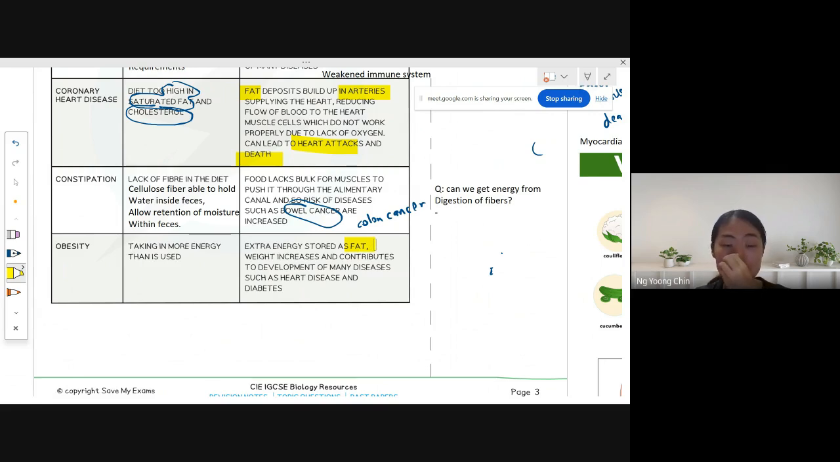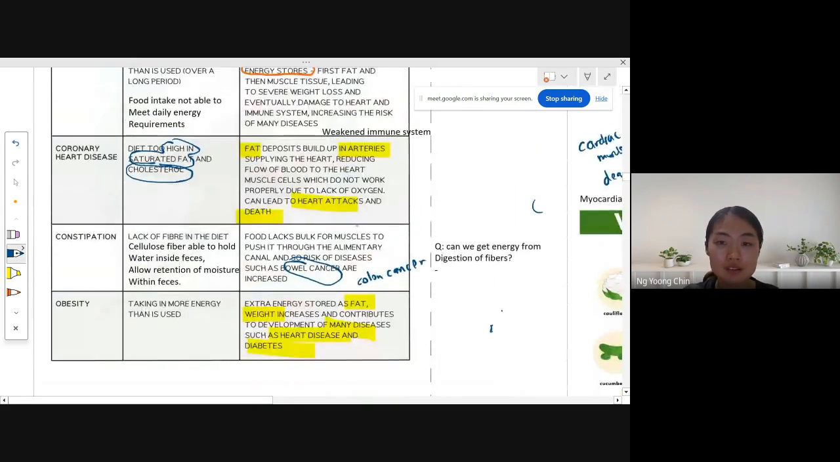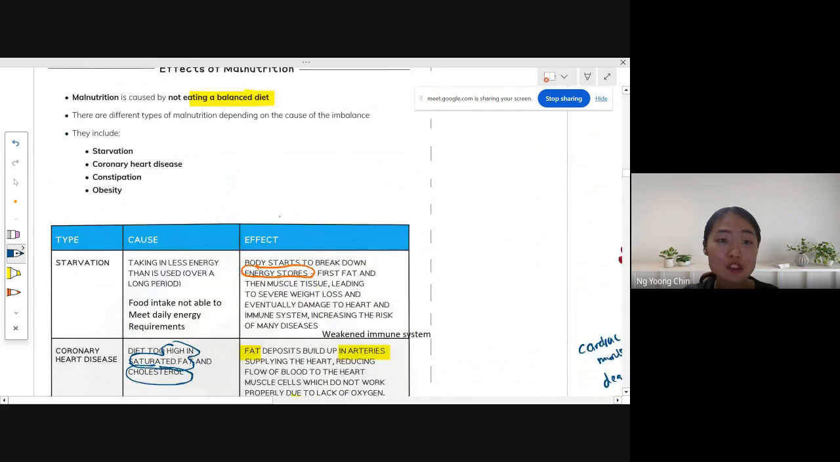Okay, so this will cause weight to increase and contribute to the development of many diseases such as heart disease and diabetes. I think you can realize that whenever people have obesity, usually they are not only having obesity, usually they also have heart disease, together with diabetes and hypertension, 高血压. So this is what we call a multifactorial situation, okay, due to their diet and their lifestyle. Yeah, I think that's all for this malnutrition.